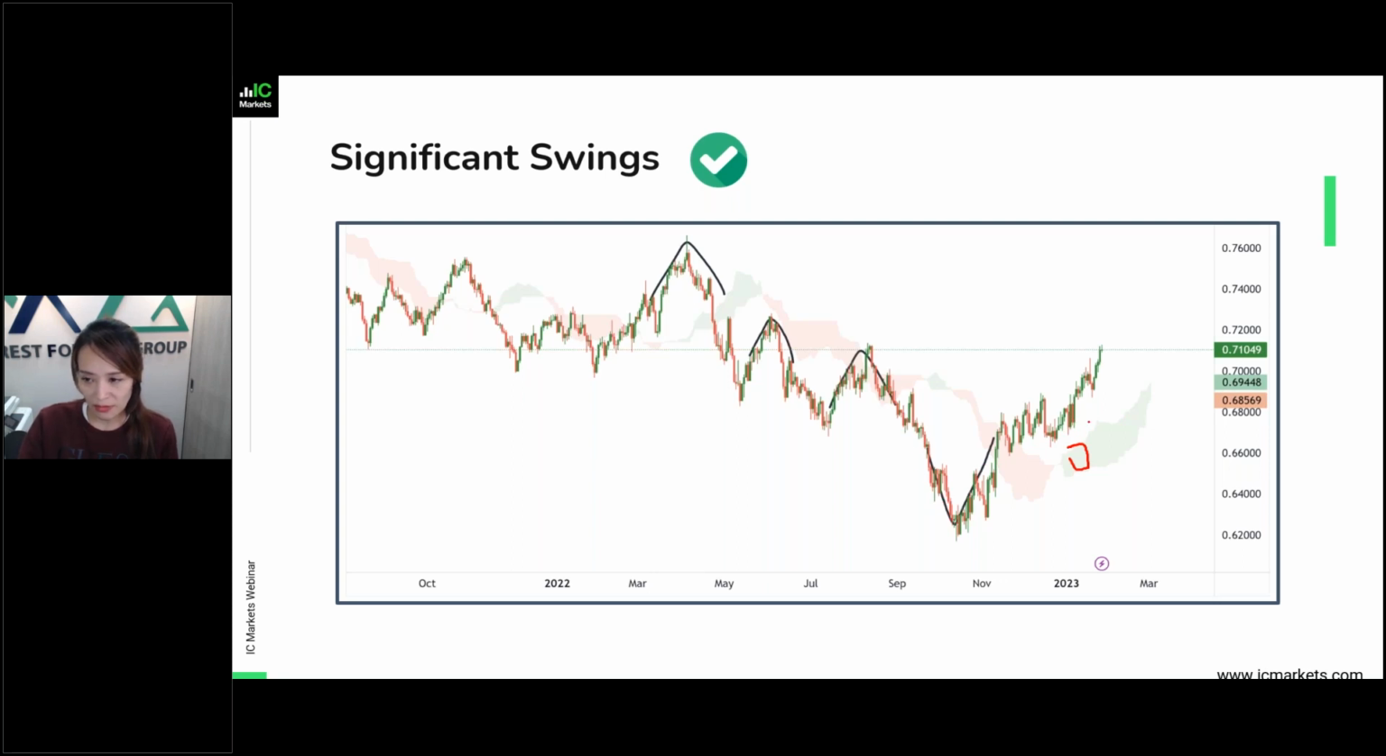You can use it, but if you want to use the Ichimoku cloud, I recommend using it on H1 or H4. You can use it on a lower time frame, but there's a lot of noise, so it's better to use it on a higher time frame like H4. And you can see that a significant swing high has a capital A, and a capital V. And this is all support and resistance.